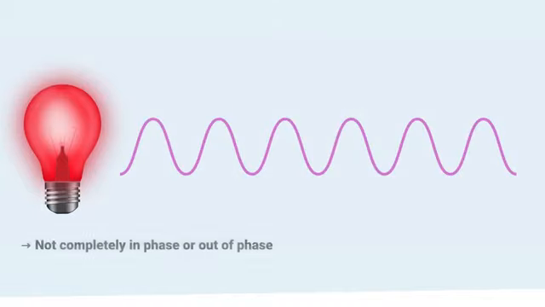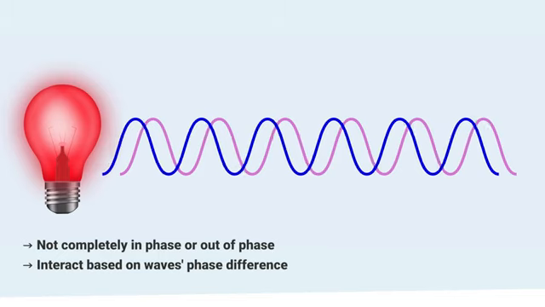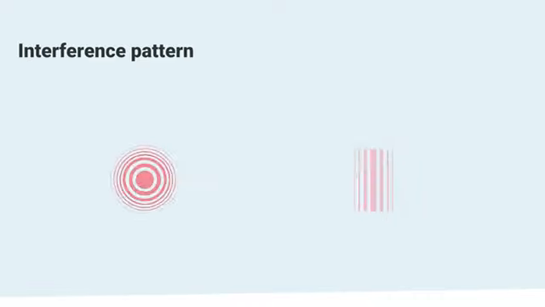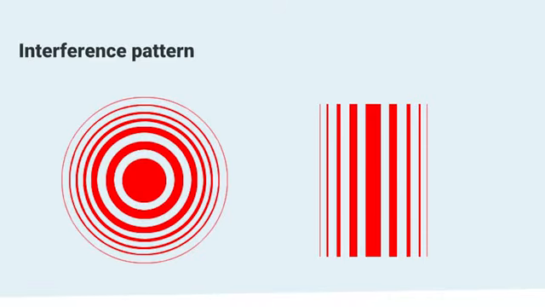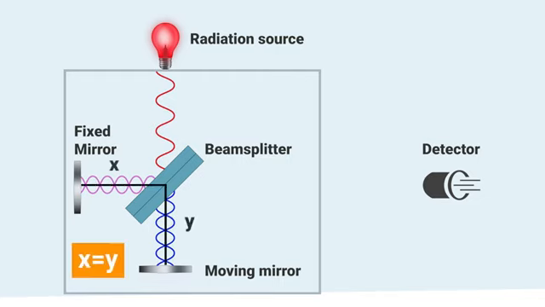Waves that are not completely in phase or out of phase can also interact in a way that depends on the phase difference between the two waves. The specific way the waves interfere is called an interference pattern. Let us now observe this process as it happens inside the interferometer. Note that the movable mirror is not moving right now. An IR light wave enters and is split in two by the beam splitter. Both waves are reflected by the mirrors and recombined. As both waves travel the same distance, they recombine in phase, producing constructive interference.